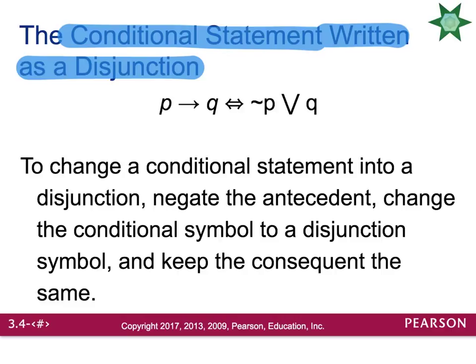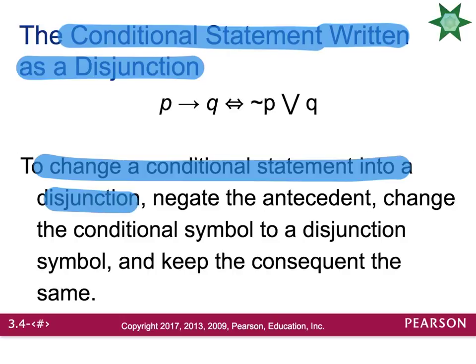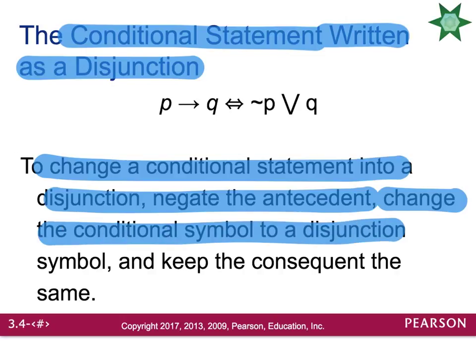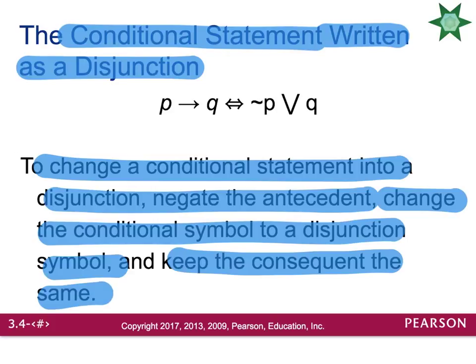So to change a conditional statement into a disjunction, negate the antecedent, which is the thing before, the first part, the if part, and change the conditional symbol to a disjunction, or an or symbol, and keep the then part, the consequent, the same. Remember, the antecedent is the P, the if part, and the consequent is the then, the Q there. So that would be the consequent.